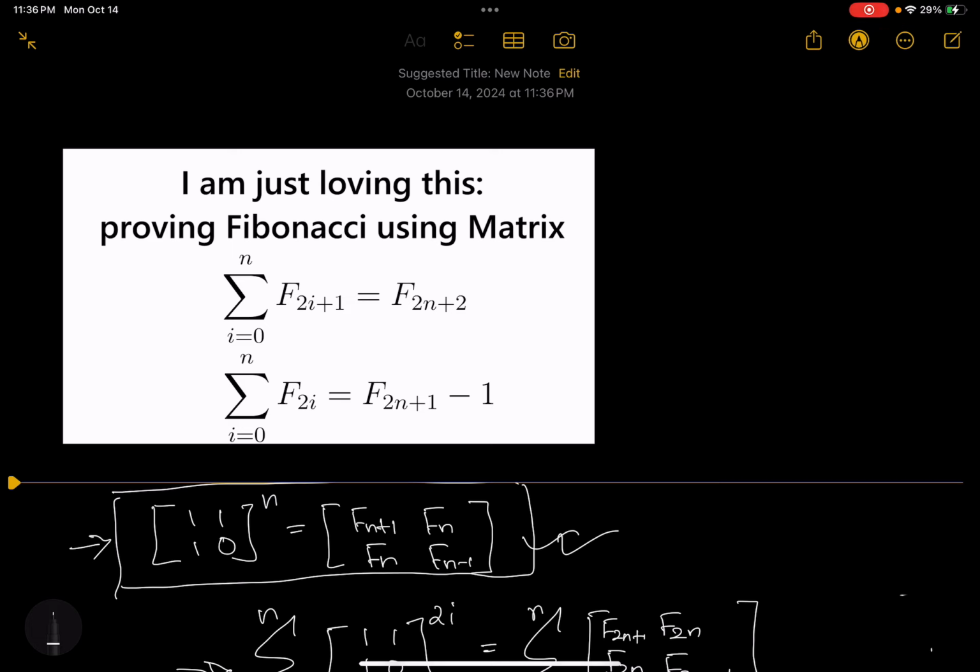We are just dealing with matrix and Fibonacci for a few days, around a week, and then again we'll come back to integrals.